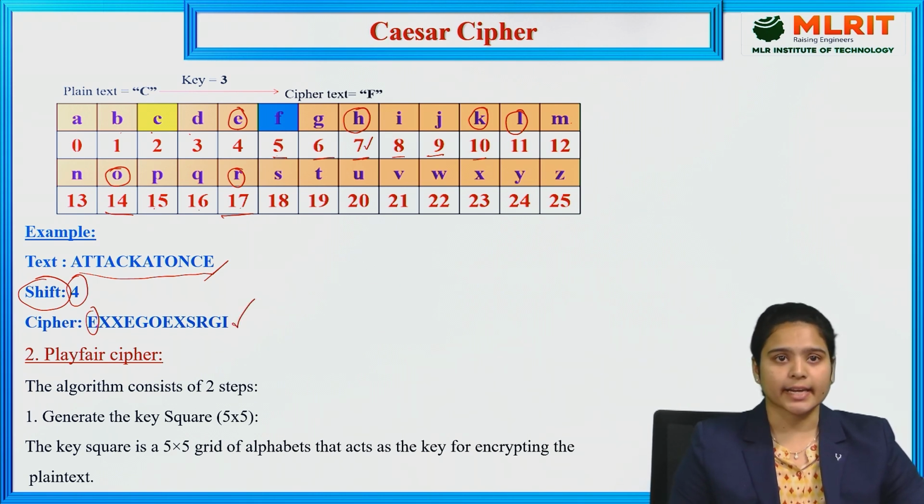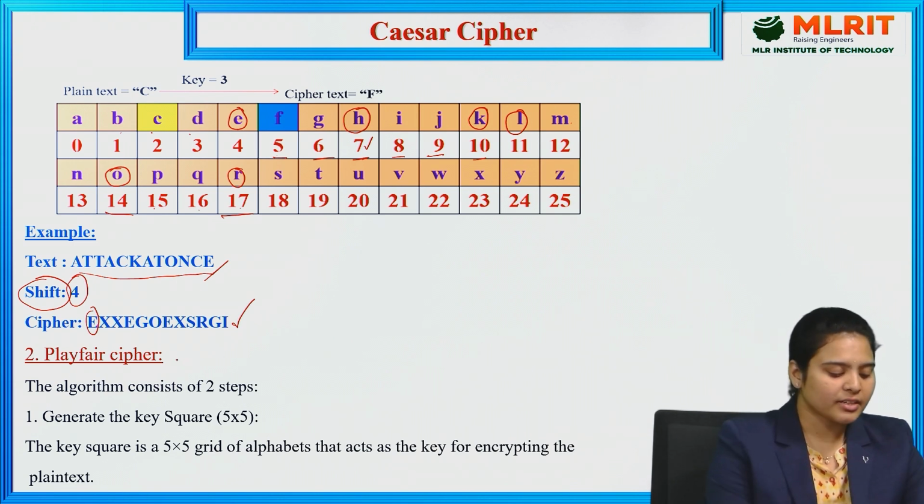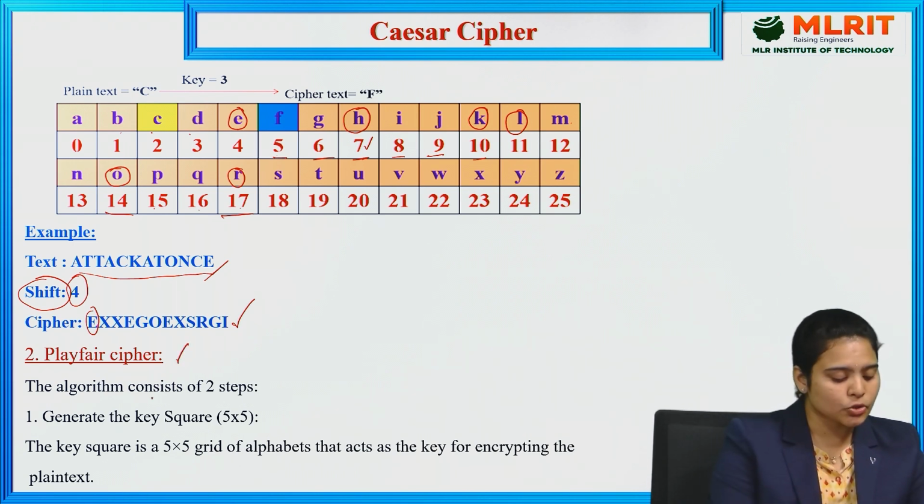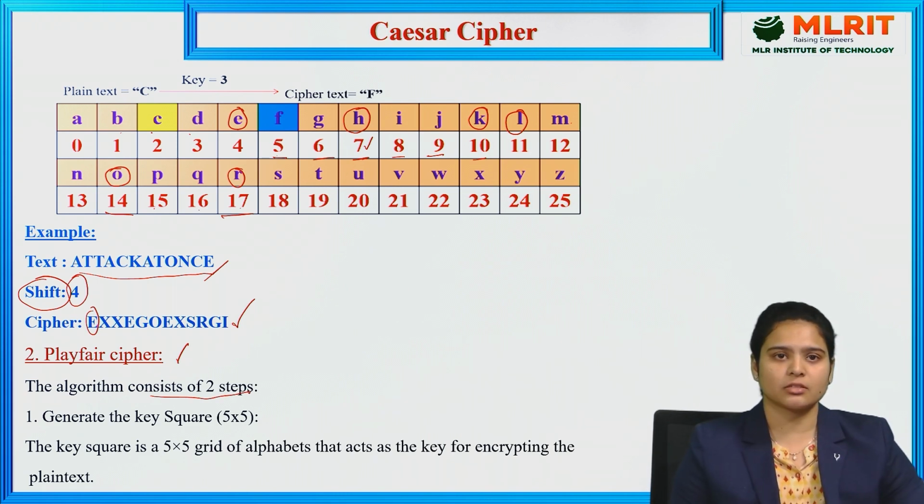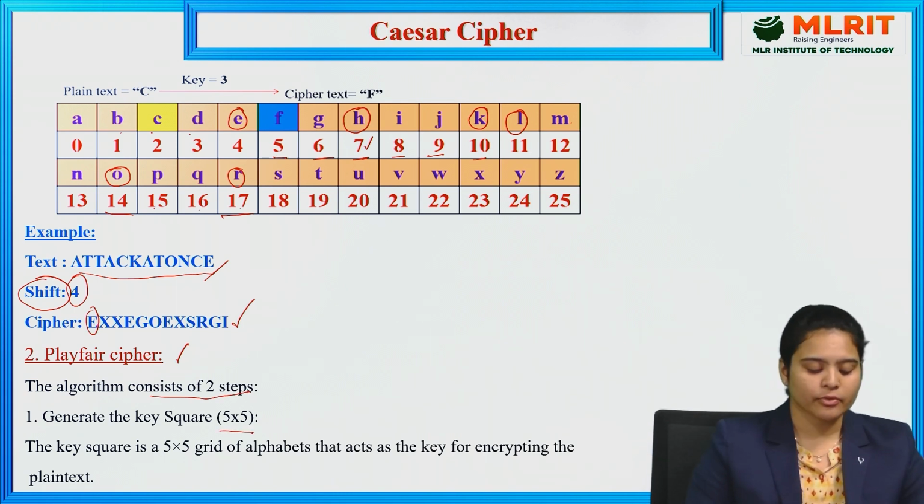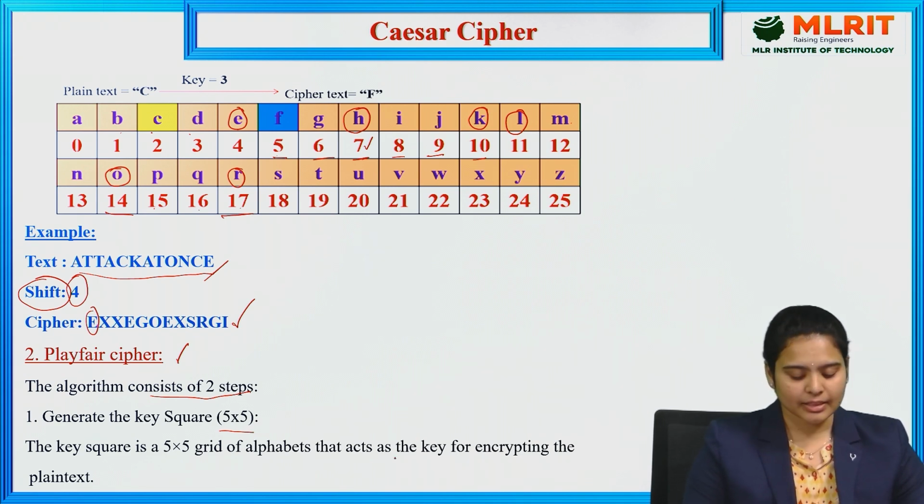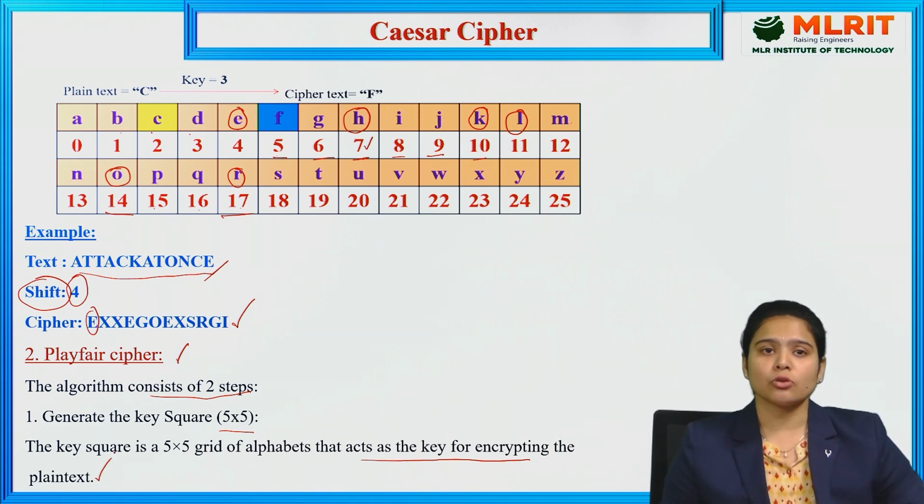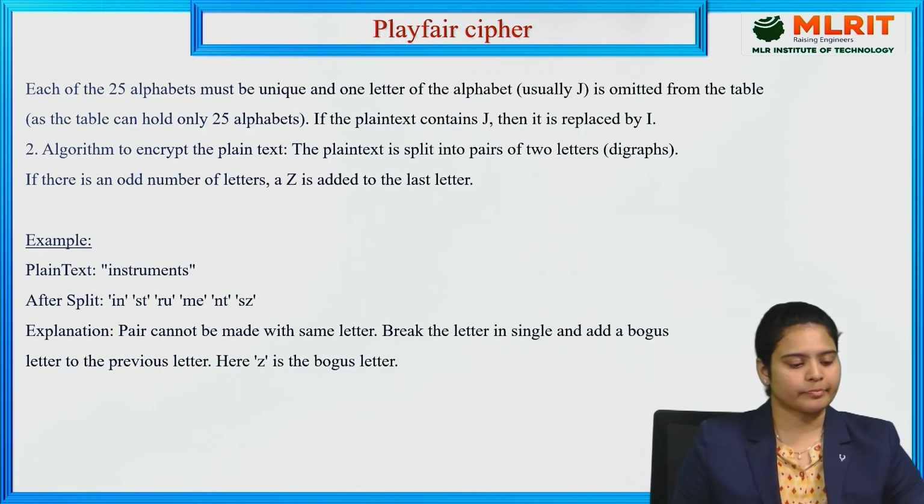The next, second type is the Playfair cipher. So basically this Playfair cipher also consists of 2 steps. One is the grid format, a 5 by 5 grid of alphabets that acts as the key for encrypting the plain text. So it consists of generating a key square, a 5 by 5 grid, that acts as a key for encrypting the plain text.